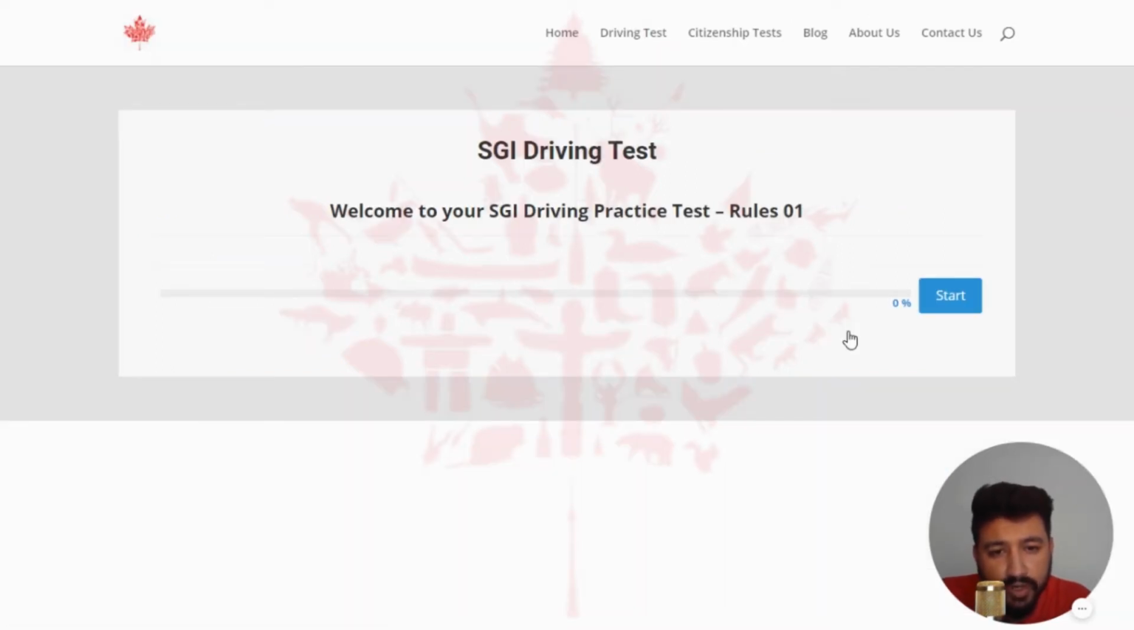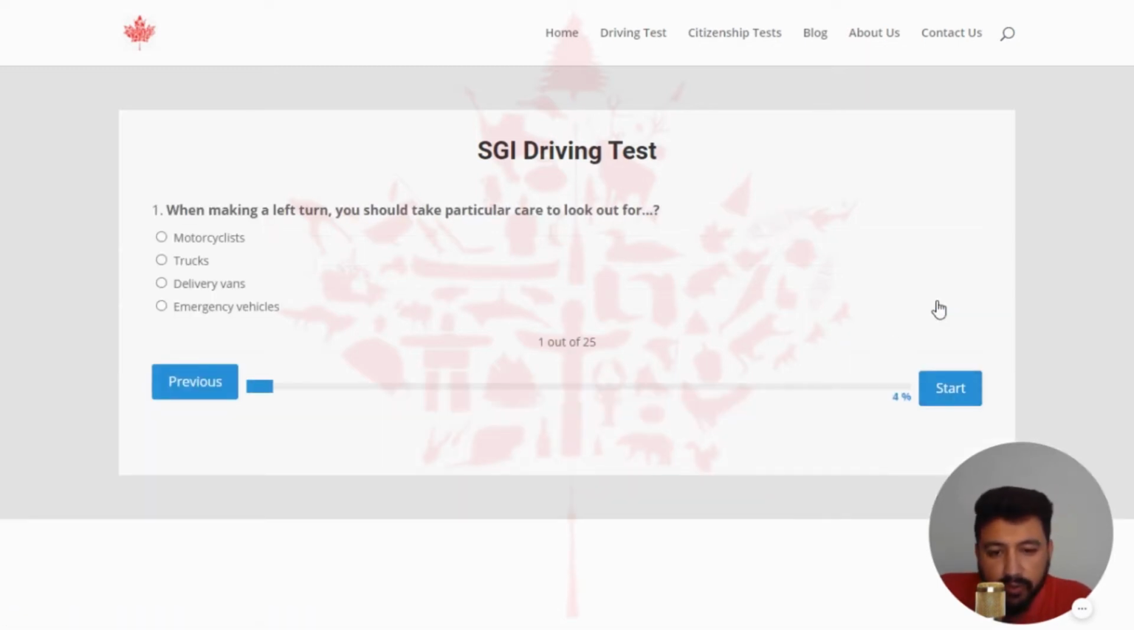Welcome to your Saskatchewan driving practice test rules number 1. So let's get started. Here we go. The first question is, when making a left turn, you should take particular care to look out for. The right answer of this question is motorcyclist. So I'm going to select the first one.